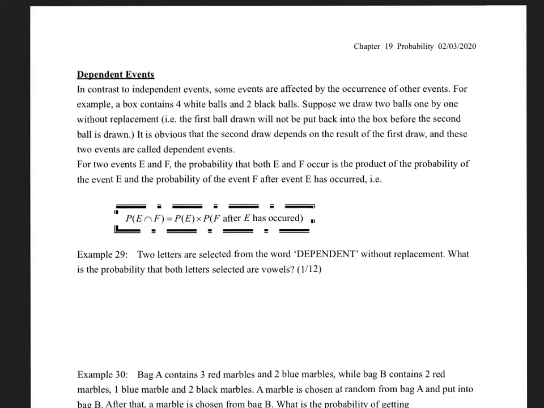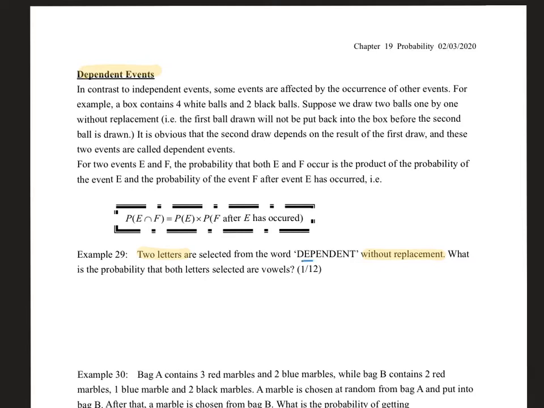Another situation you will encounter in probability is when you have dependent events. Simply, you can say the occurrence of the second event is affected by the first one. Normally, it occurs in a situation like example 29, where we are getting two letters or two items without replacement. Or maybe, for example, you are getting two balls from a bag at the same time. So let's see the situations one by one.